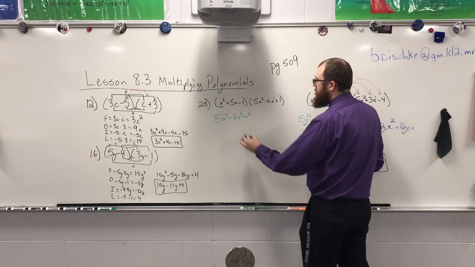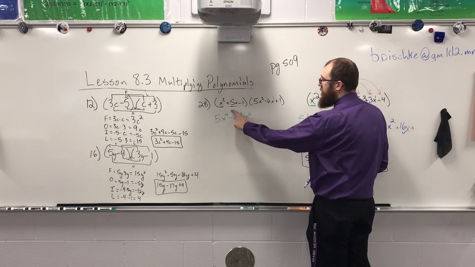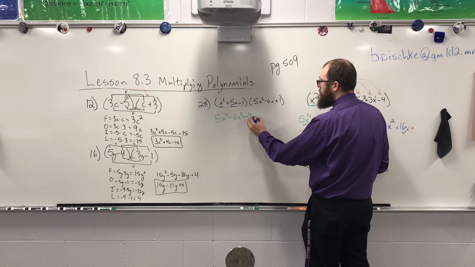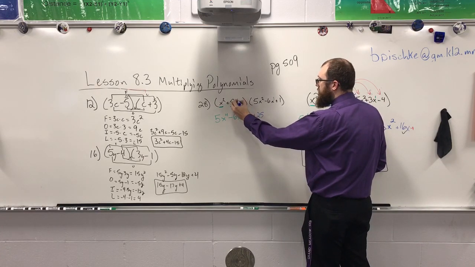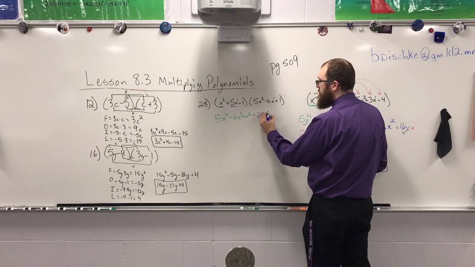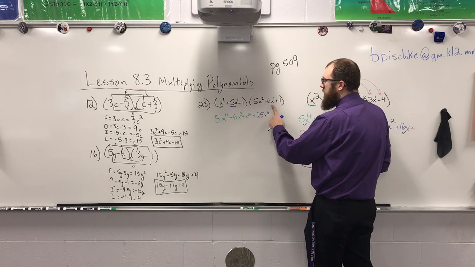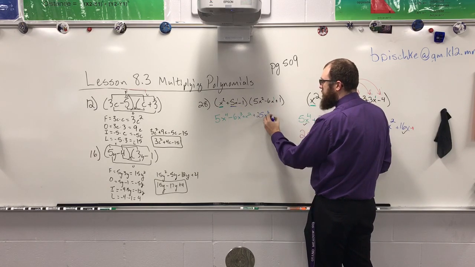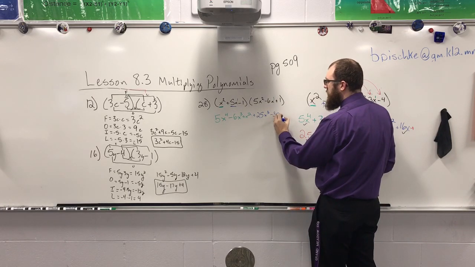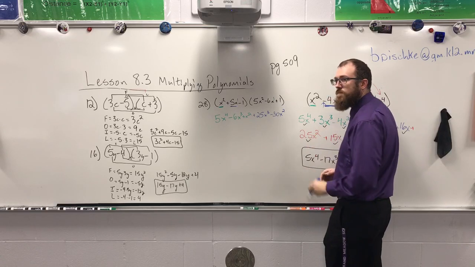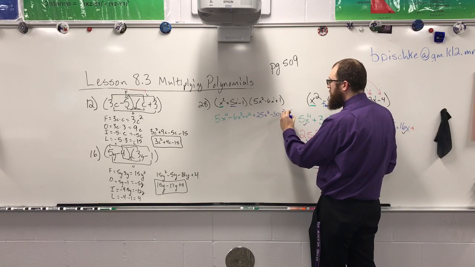Going through the middle term. 5x times 5x squared. 5 times 5 is 25. X to the first times x squared is x to the 3rd. 5x times negative 6x. 5 times negative 6 is negative 30. X times x is x squared. 5x times 1 is 5x.